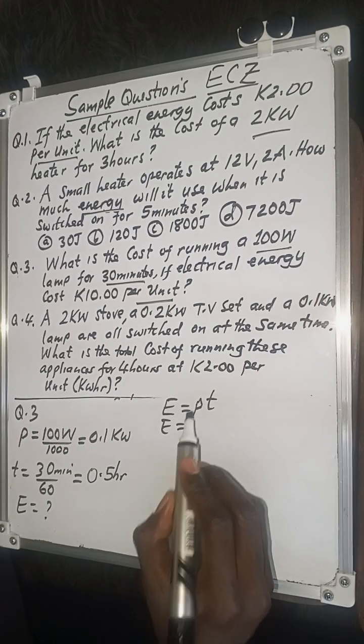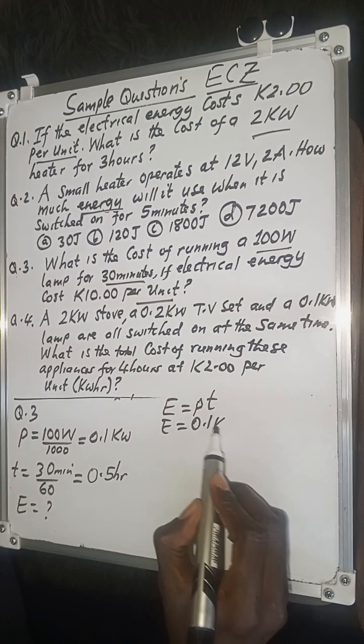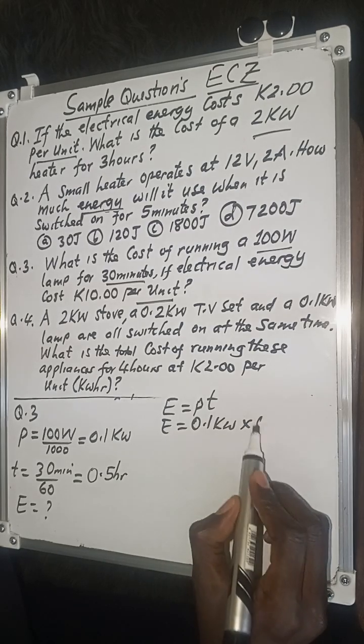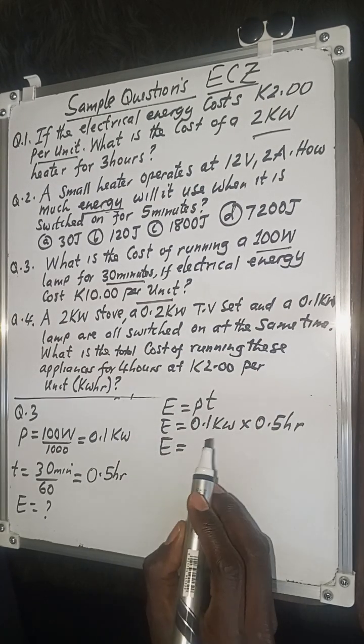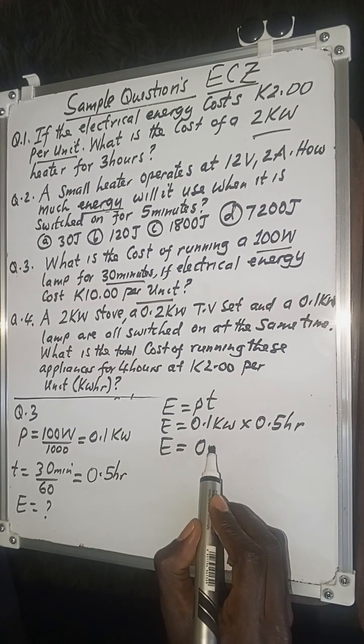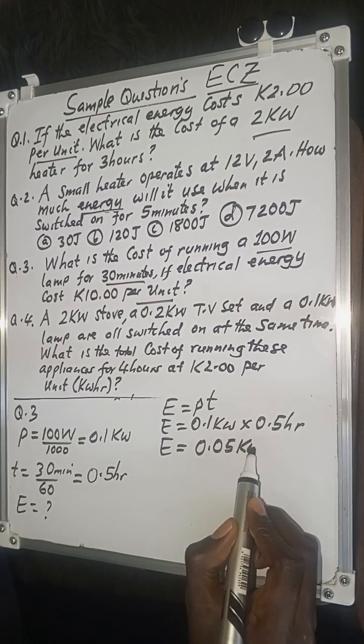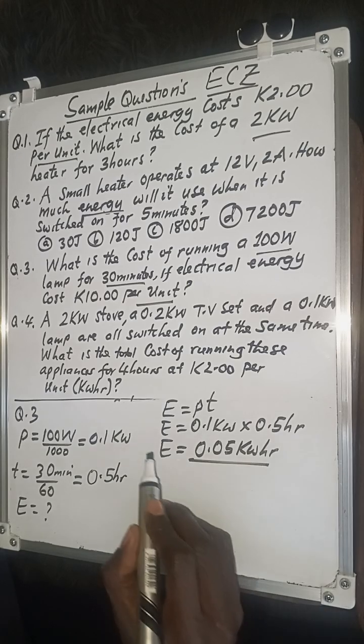So electrical energy will be, what's the power? It is 0.1 kilowatt times the time, which is simply 0.5 hours. When you multiply those two, you are going to have 0.05 kilowatt hour. So that's the electrical energy.